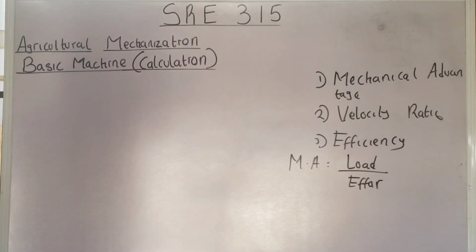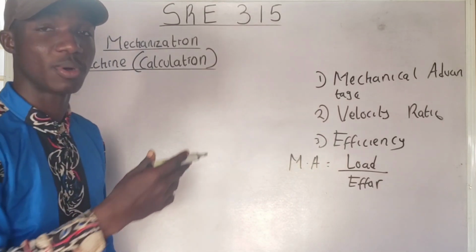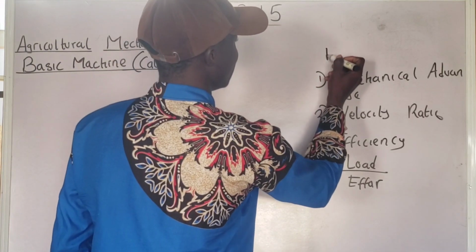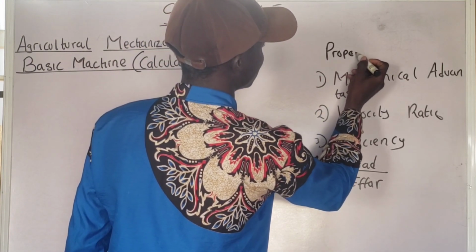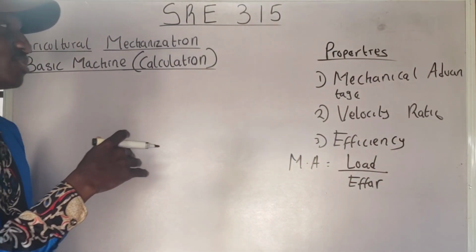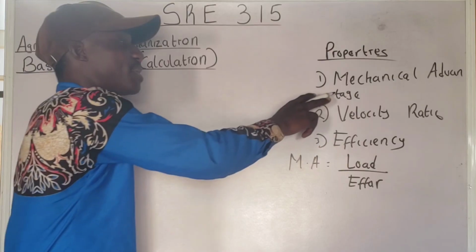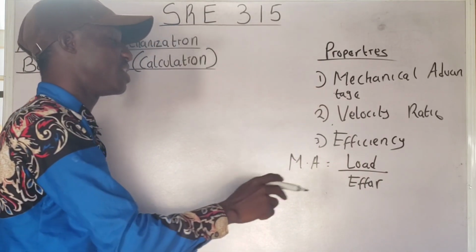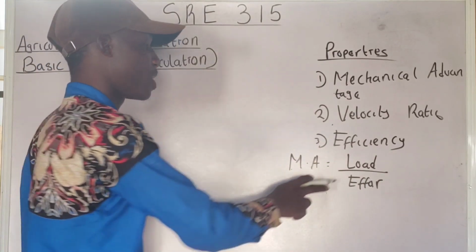Now, the formula for velocity ratio is given by distance moved by the effort over distance moved by the load. Please pay attention. Each basic machine has calculation with respect to the properties that are common to all of them. This is the property that is common to, if not all, almost all of them. We have the mechanical advantage, the velocity ratio, and the efficiency. Now, the mechanical advantage is given by this formula, load over effort.